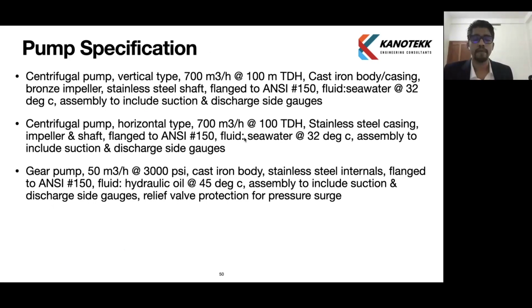Similarly, for a gear pump, we can see that the flow rate is lower, 50 meter cube per hour, compared to a centrifugal pump. And here it is mentioning a pressure value like 3000 psi, or we can mention 165 bar, 200 bar, 350 bar, like that. Similarly, cast iron body, material internals, etc. What type of fluid? Hydraulic oil. Assembly to include suction and discharge gauges.